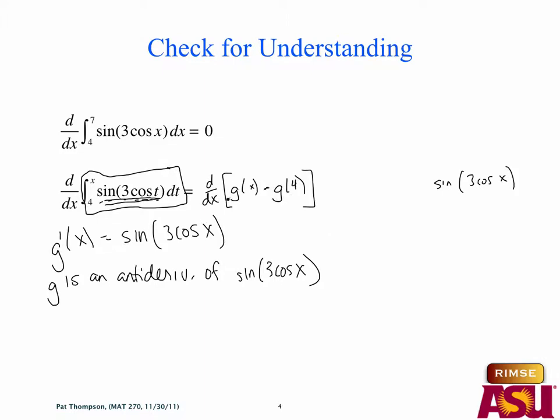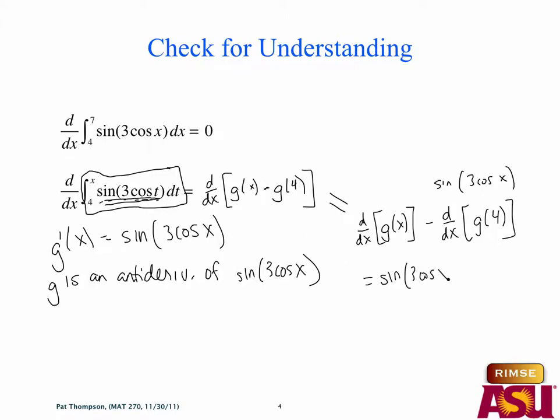So I'm trying to take the derivative now. Let me split this up. So I'm taking the derivative now, finding the rate of change of g, and then subtracting the rate of change of g of 4, right? Because when you take the derivative of a sum or a difference, you take the derivative of the pieces and still add or subtract them. Okay. So what's the derivative of g? G prime of x, right? Which was this thing. So this is equal to sine of 3 cosine x. And what's the derivative of g of 4? Why is it 0? Yeah, g of 4 is a value, right? It's a constant. So the derivative of it is 0.